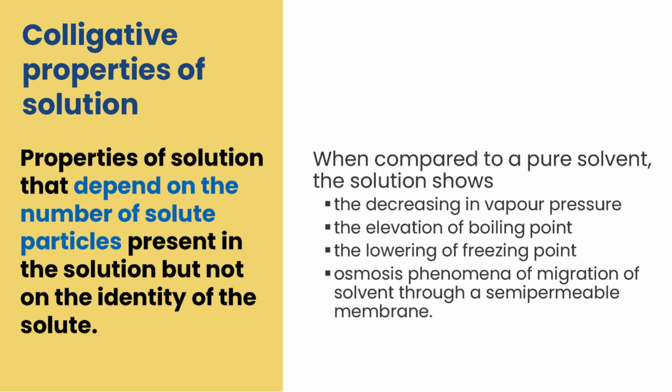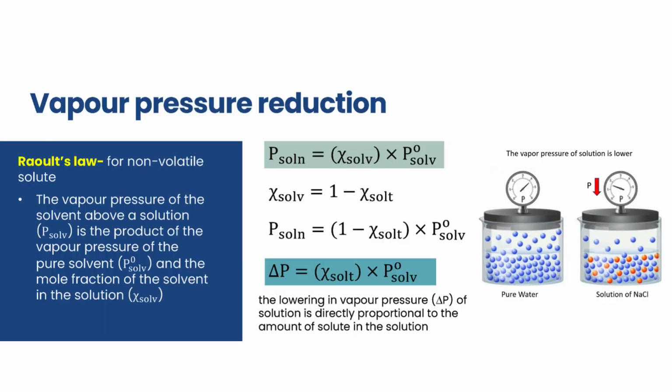For what properties? Compared to the pure solvent, a solution will always have a lower vapor pressure, a higher boiling point, a lower freezing point, and it can generate osmotic pressure. Those four. Lower vapor pressure, higher boiling point, lower freezing point, osmosis. Okay, let's unpack the first three. Why does adding solute mess with those?